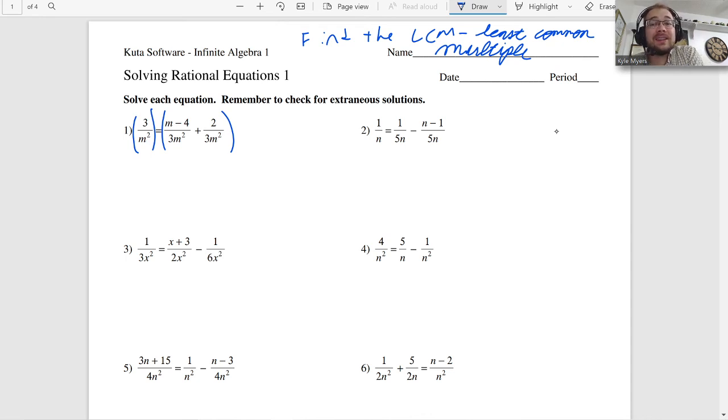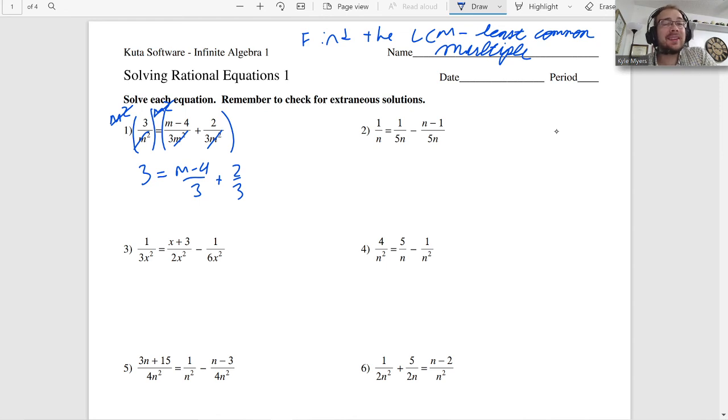But even if you didn't know that, it's not the end of the world, because what if I just multiplied both sides by m squared? Well, then the m squareds here would cancel. I'd have 3. The m squareds here would cancel with that one and this one with this one as well. So I'd have (m minus 4) over 3 plus 2 over 3. That just means I'm not done yet.